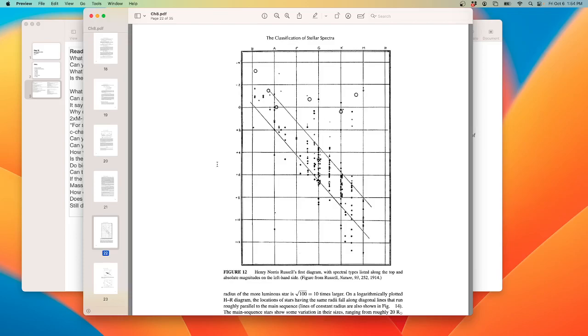So the HR diagram is also called a color magnitude diagram. An HR diagram is specifically B flux, right? Man, he doesn't say. I'm pretty sure it's the B magnitude.